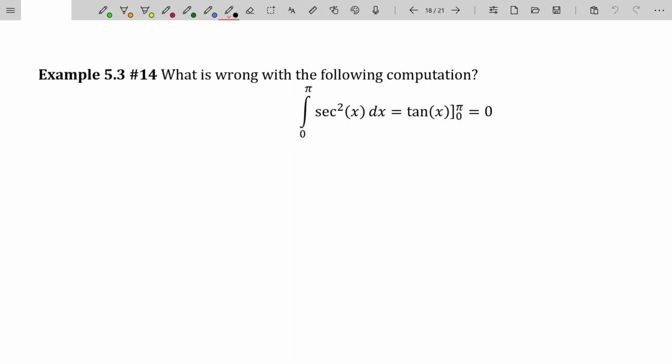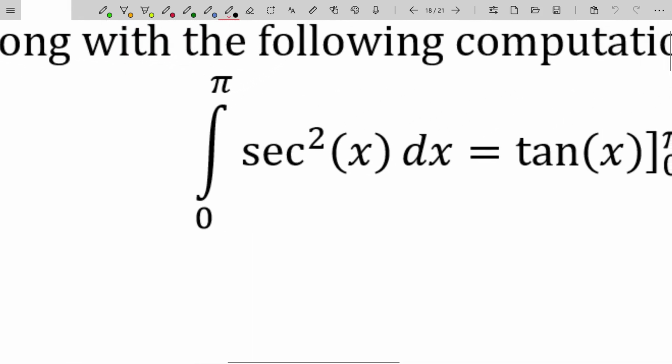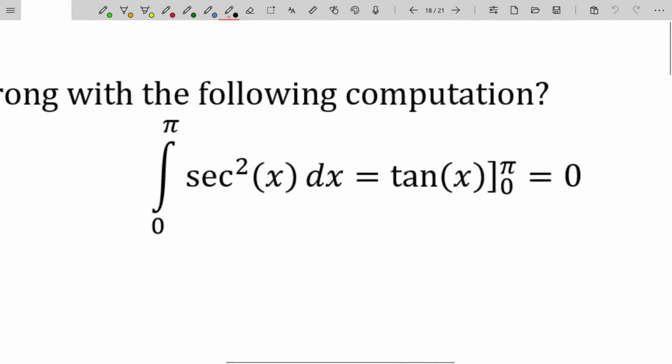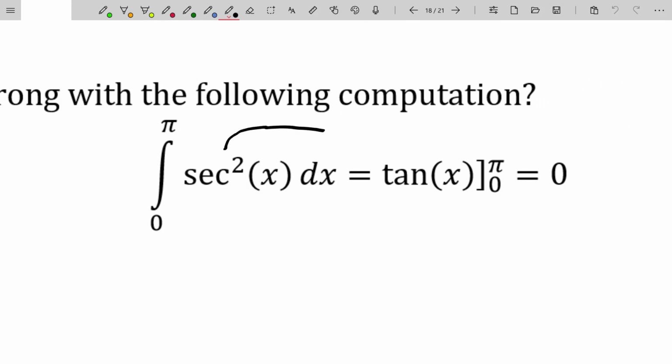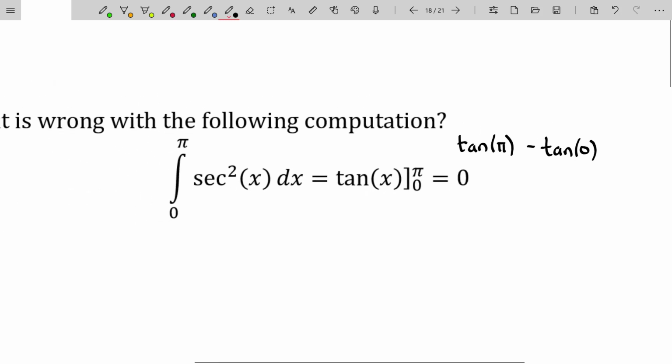Stepping off my soapbox, let's ask, this is a very common style of question that I put on exams, what's wrong with a computation? So a student comes in and they say, okay, I have this definite integral of secant squared. Well, I happen to know that the antiderivative of secant squared is the tangent. So that looks right. And I'll evaluate that from 0 to pi. The tangent of pi, well, that's 0, minus the tangent of 0, well, that's 0. So I don't see anything wrong.